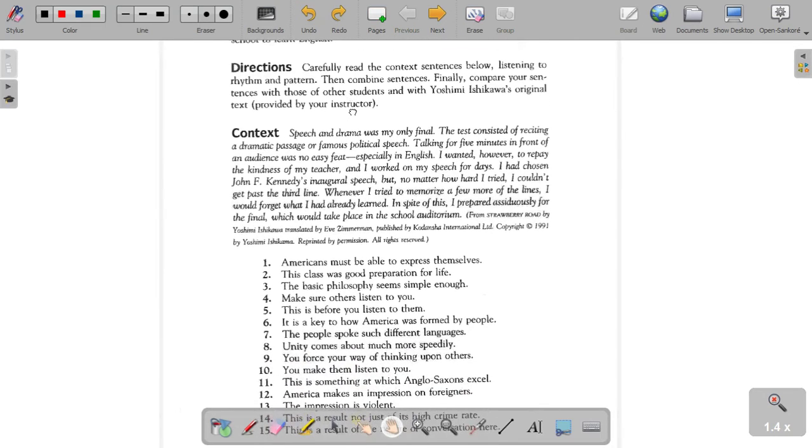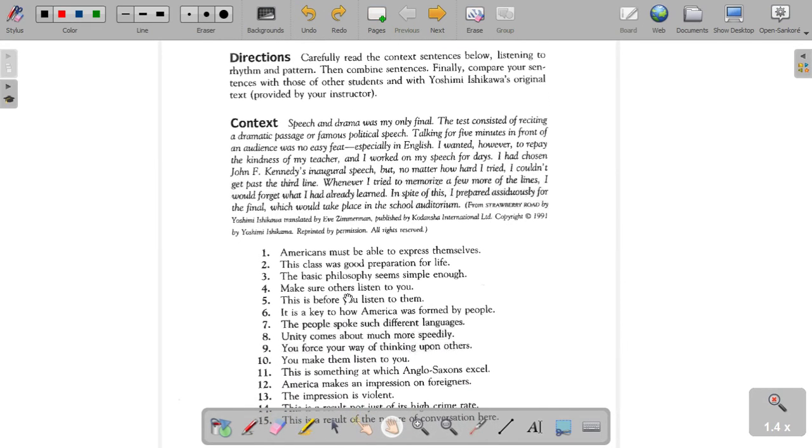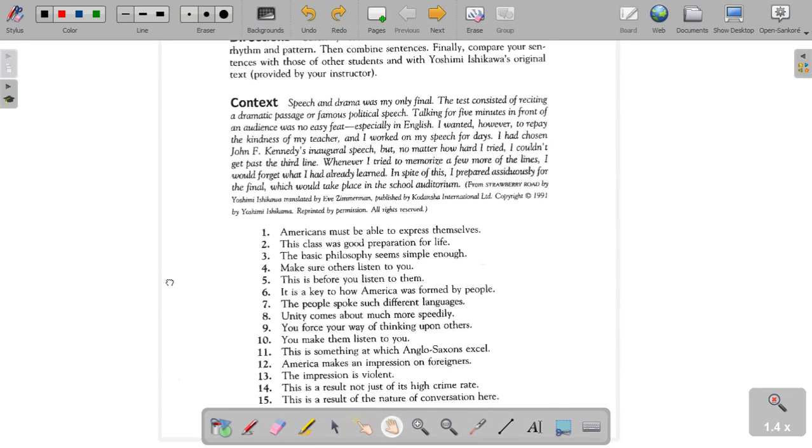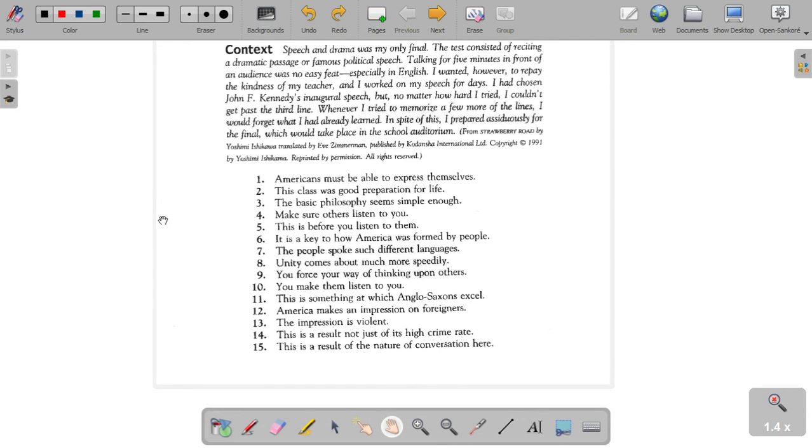Now, the difference between this and what we did the last couple weeks is they don't give us where to end or where to combine them. You have to figure it out for yourself. So here's the context, and this is part of what was written here. Speech and drama was my only final. The test consisted of reciting a dramatic passage or famous political speech. Talking for 5 minutes in front of an audience was no easy feat, especially in English.